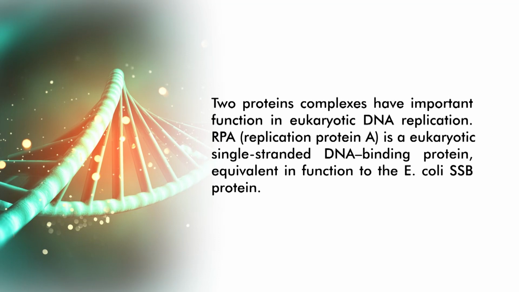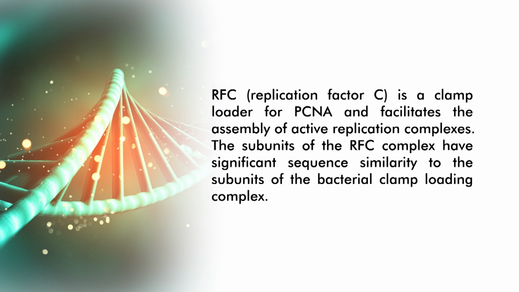After loading the MCM helicase onto the DNA near the replication origin, two protein complexes have important functions in eukaryotic DNA replication. RPA, that is replication protein A, is a eukaryotic single-stranded DNA binding protein, equivalent in function to the E. coli SSB protein. Next, RFC, that is replication factor C, is the clamp loader for PCNA and facilitates the assembly of the active replication complex. The subunits of RFC complexes have significant sequence similarity to the subunits of bacterial clamp loading complexes.